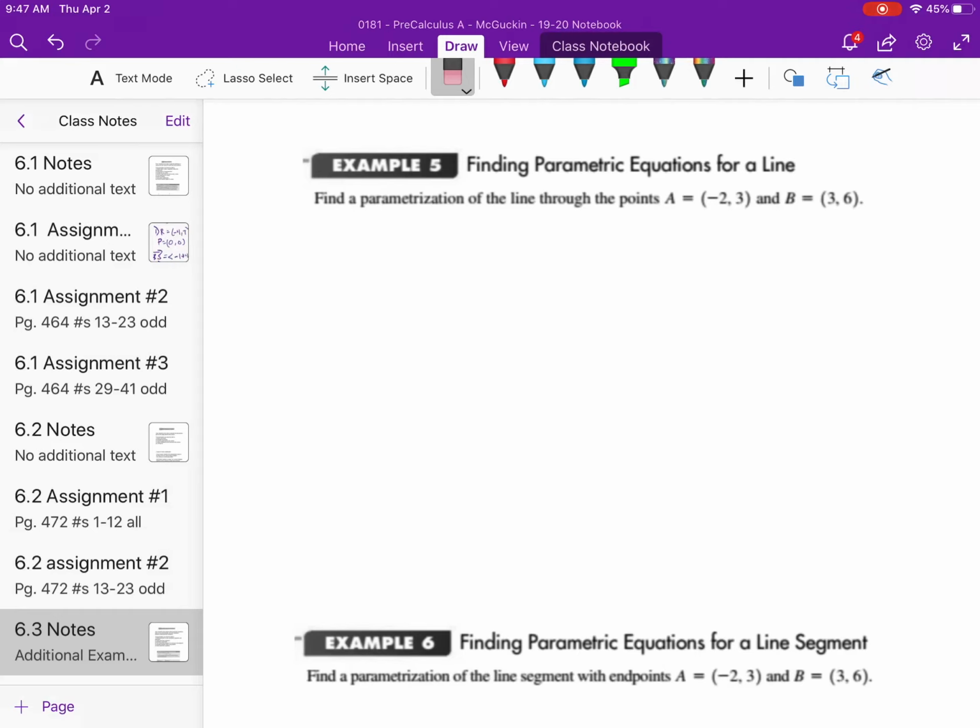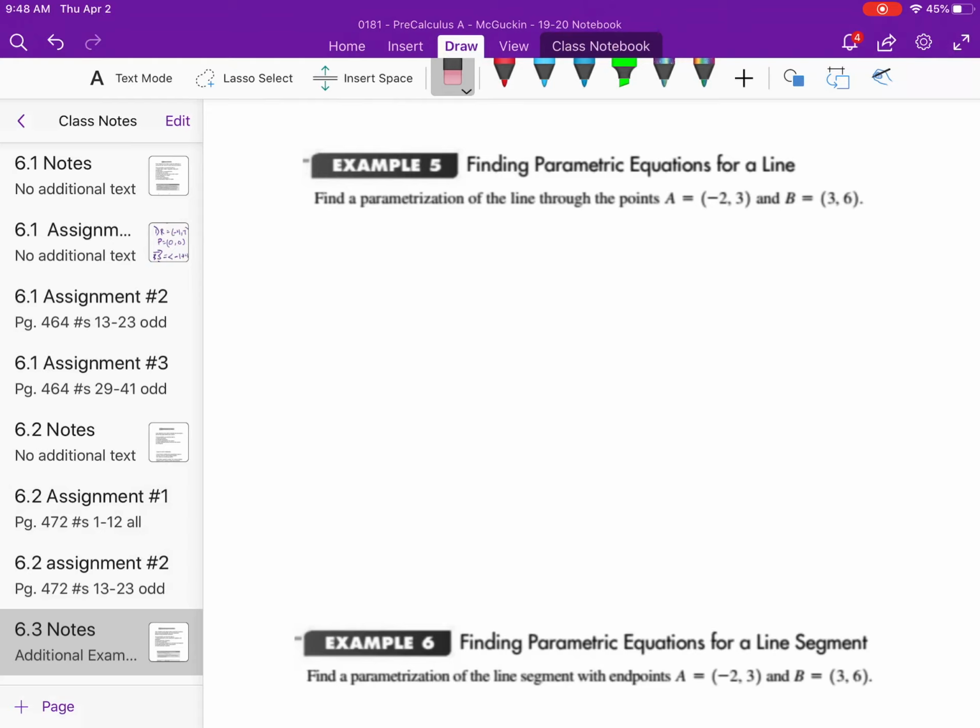In this video, we are going to continue another example of parameterizing a line, or finding a parameterization of a line through a set of points. And we are also going to find out how to find the parametric equations for a line segment. So I'm going to combine these into one video because I'm going to use the same points on the same line from example 5 into example 6 as well.